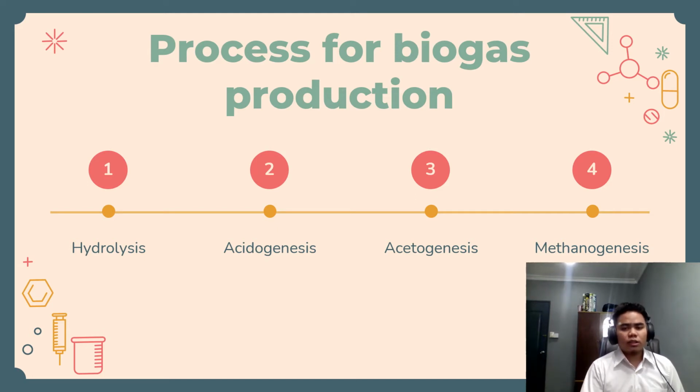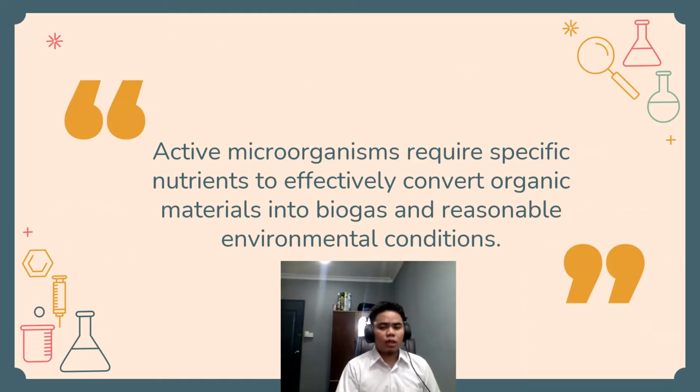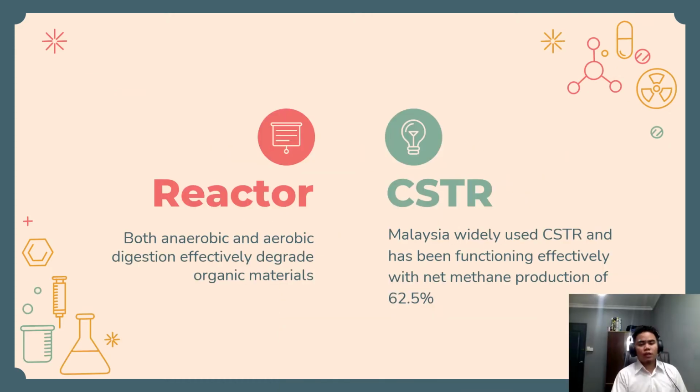There are certain conditions we must consider for optimal production. Active microorganisms require specific nutrients to effectively convert organic materials into biogas, and reasonable environmental conditions. First, reactor. As we know, there are many types of reactor that can be used for anaerobic digestion in this process, but CSTR is widely used in Malaysia with net methane production up to 62.5%.